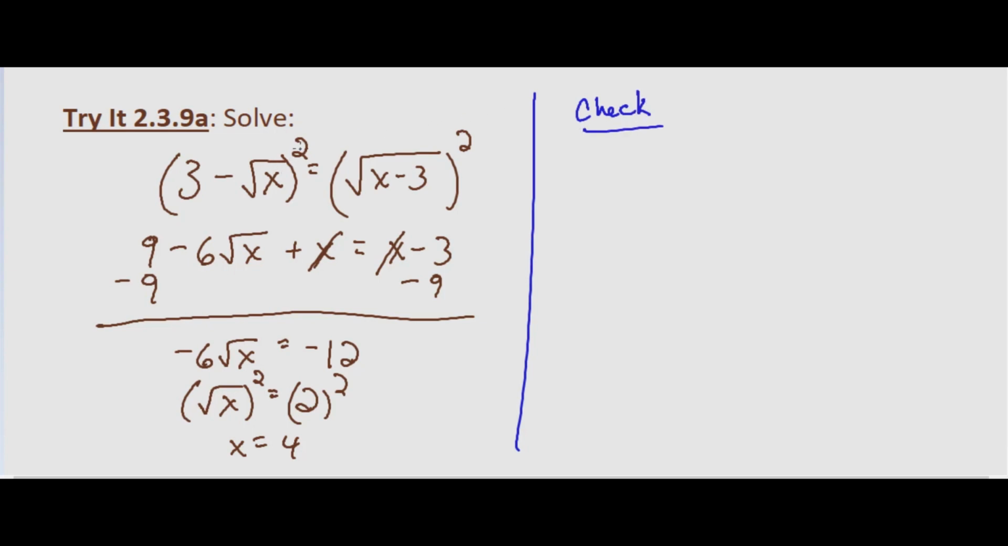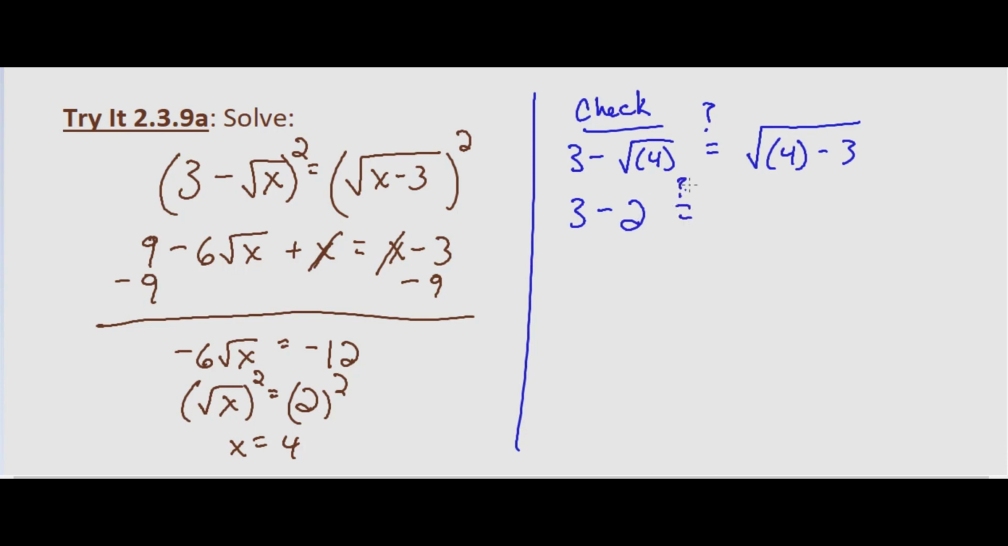So 3 minus the square root of x, and again we have x equals 4. Let's wrap that substitution in parentheses just for safe practice. We want to know, does that equal the square root of x, 4, minus 3? So 3 minus the square root of 4 is just 2.